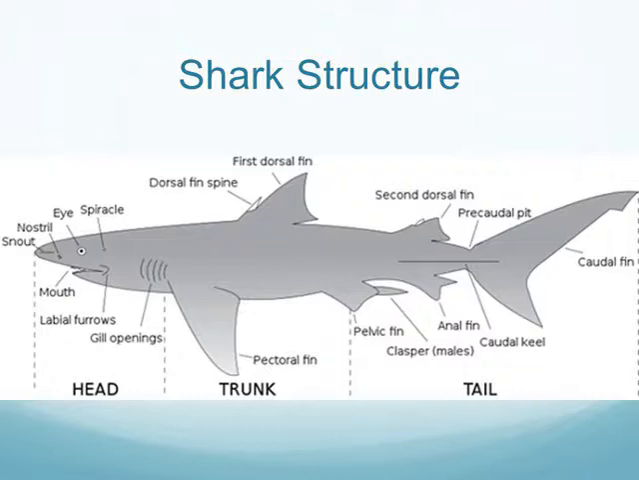You'll see that the top fin part of the caudal fin is much longer than the bottom, and that's to allow for upward lift by the head area. You'll see they have an anal fin, a pelvic fin, pectoral fins, and males will have claspers near the pelvic fin, and that's to help guide them into the female shark. So female sharks will not have these claspers.